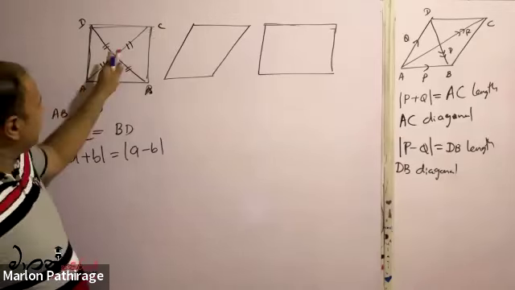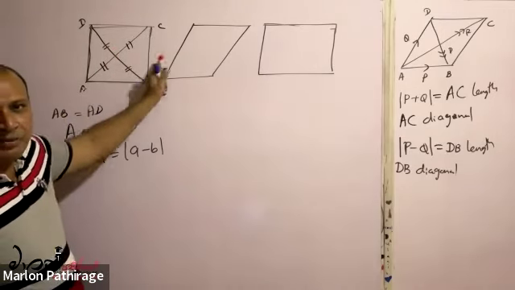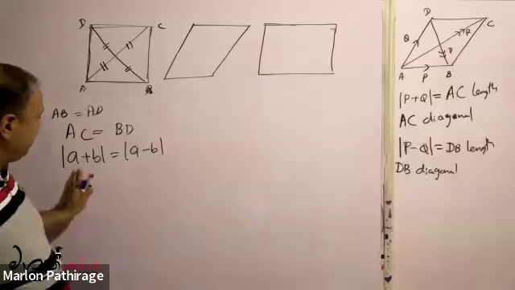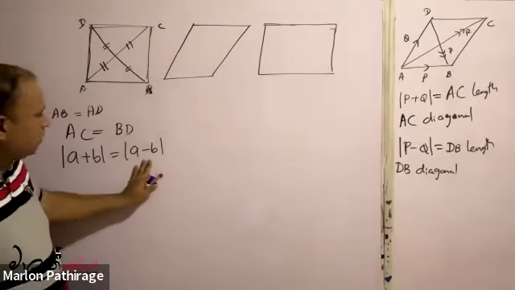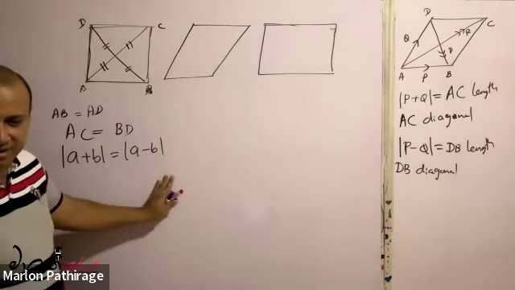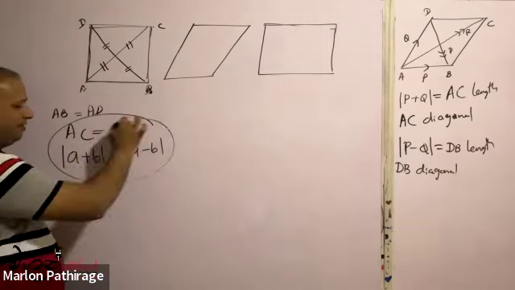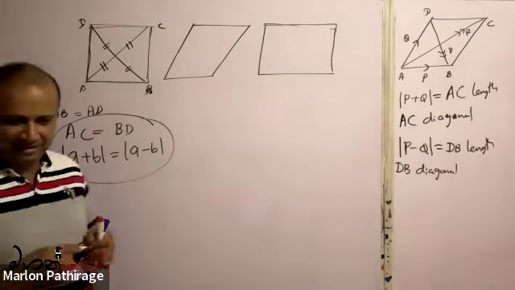Because AC diagonal is equal to BD diagonal. AC diagonal means addition. Modulus of addition should be equal to the modulus of subtraction. Is this clear? Yes, sir.